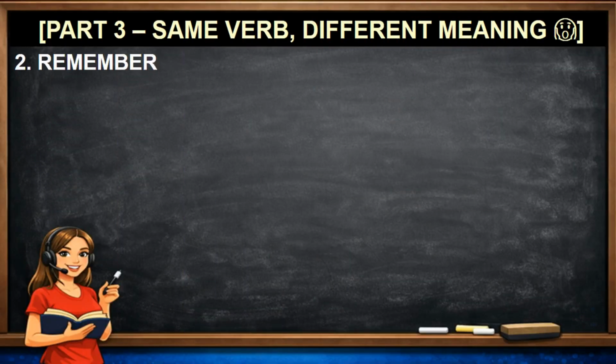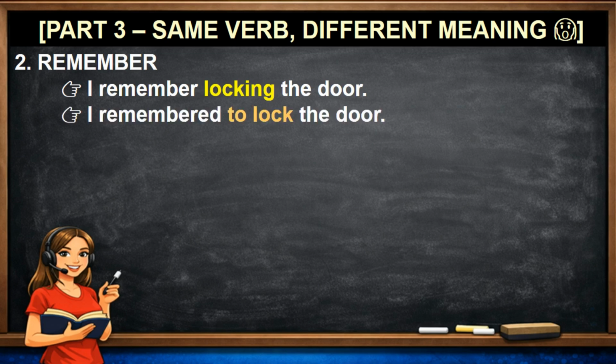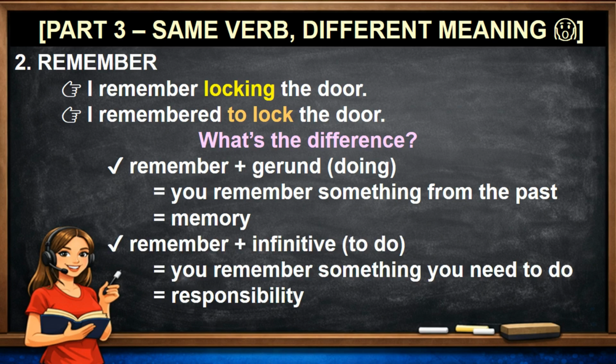2. Remember. Examples: remember plus gerund. I remember locking the door. Remember plus to infinitive. I remembered to lock the door. What's the difference? Remember plus gerund, or doing, means you remember something from the past, or it's your memory. Remember plus to infinitive, or to do, means you remember something you need to do, or it's a kind of responsibility.